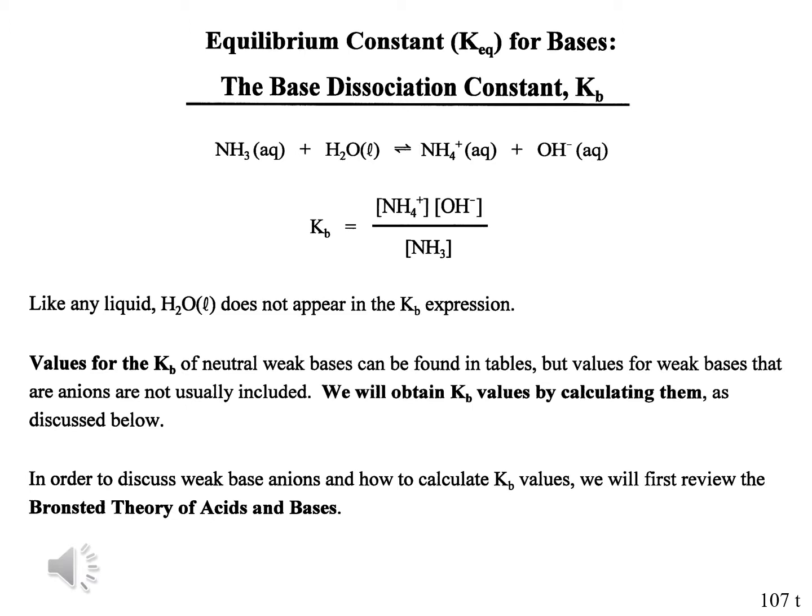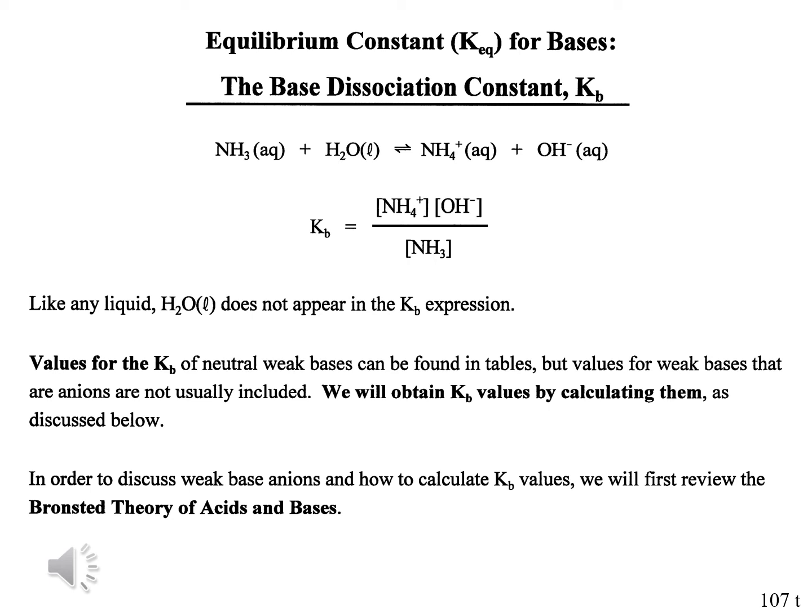Because of the fact that ammonia reacts with water in equilibrium, you can write from that equation what's called Kb. And again, you put the products over the reactant, NH3. Liquid water does not go in the K. And this has got OH in the top, so the base dissociation constant, Kb, has OH in the top.